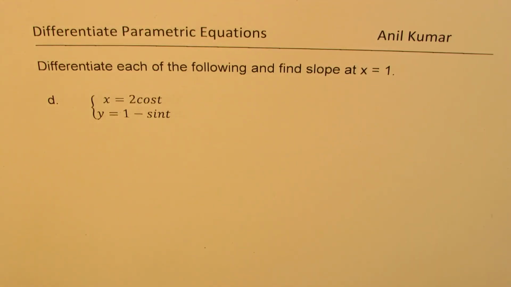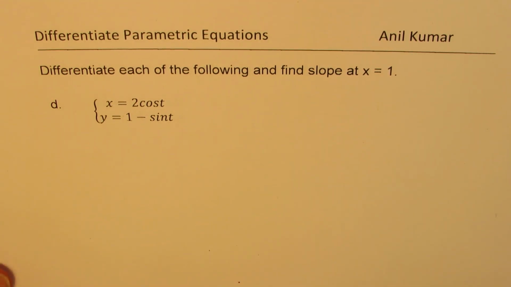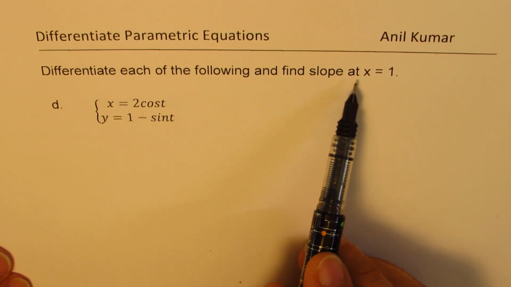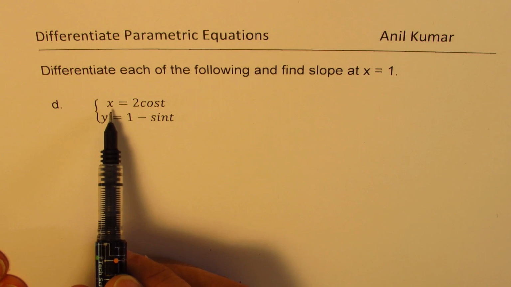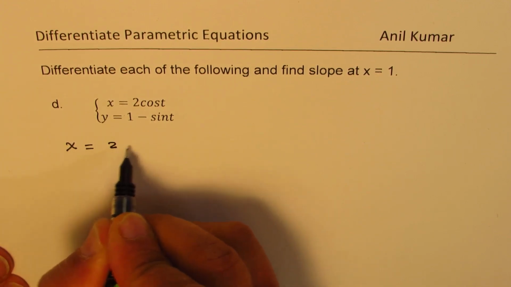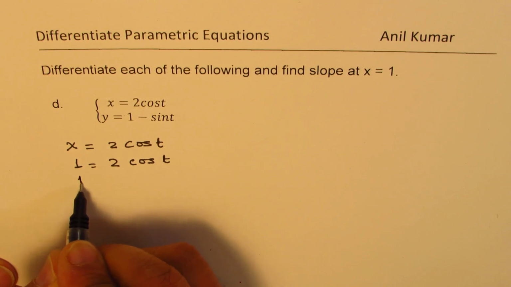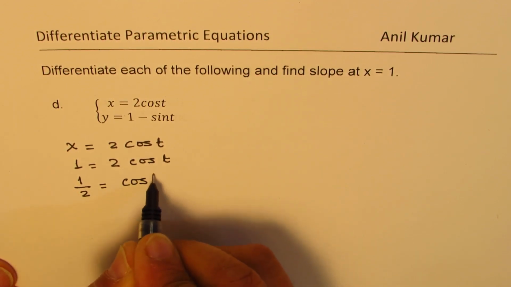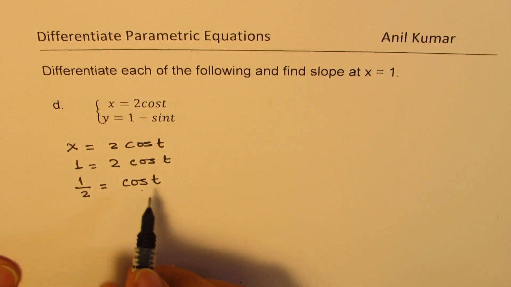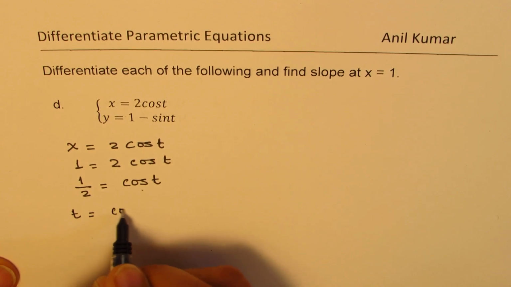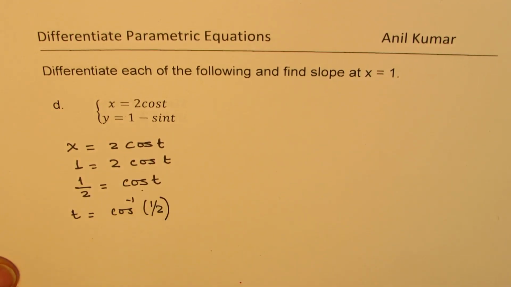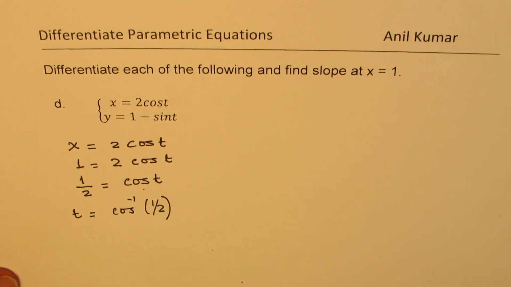Now here we have trigonometric functions, and I hope you remember that the derivative of cos x is minus sin x and the derivative of sin x is cos x. With that in mind, I'd like you to pause the video, answer this question, and then look into my suggestions. Part D: we need to differentiate and find the slope at x equals 1. So let's find the value of t for which x is 1, right? We are given x equals 2 cos t. If x is equal to 1, we get 1 equals 2 cos t, or 1/2 is equal to cos t. So we can say t is equal to cos inverse of half, right?